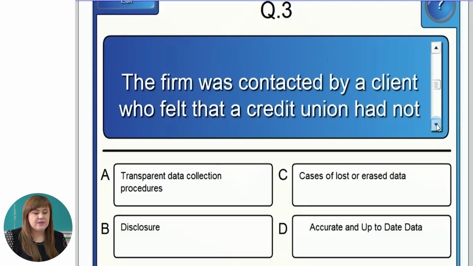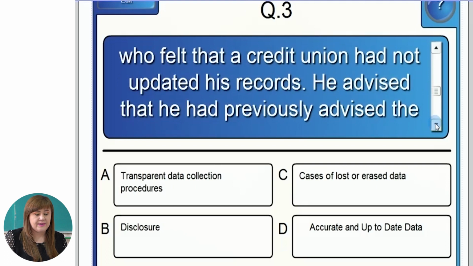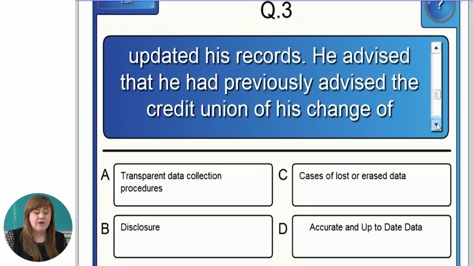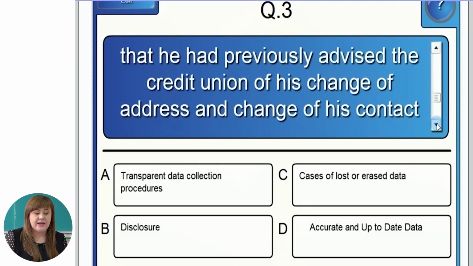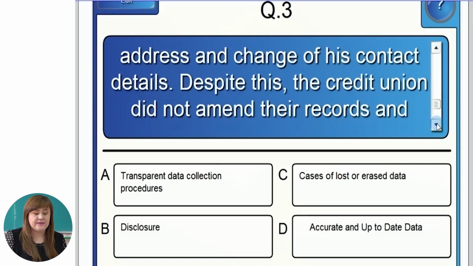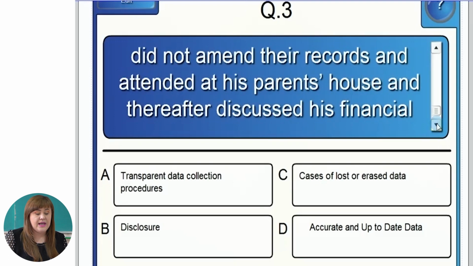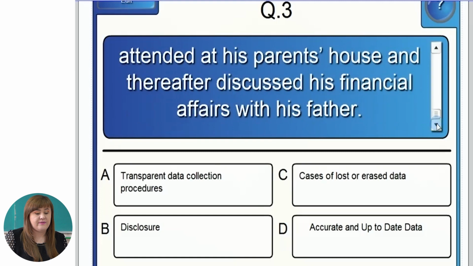The firm was contacted by a client who felt that a credit union had not updated his records. He advised that he had previously advised the credit union of his change of address and change of his contact details. Despite this, the credit union did not amend their records and attended at his parents' house and thereafter discussed his financial affairs with his father.